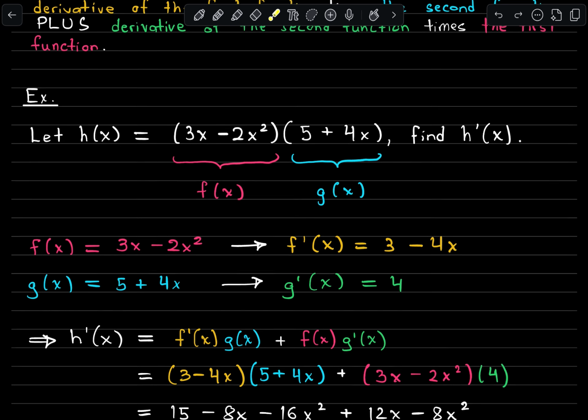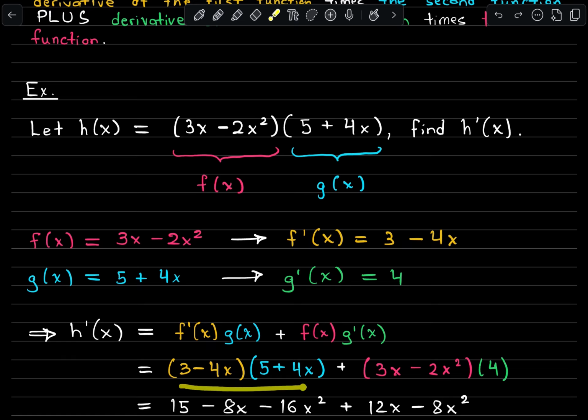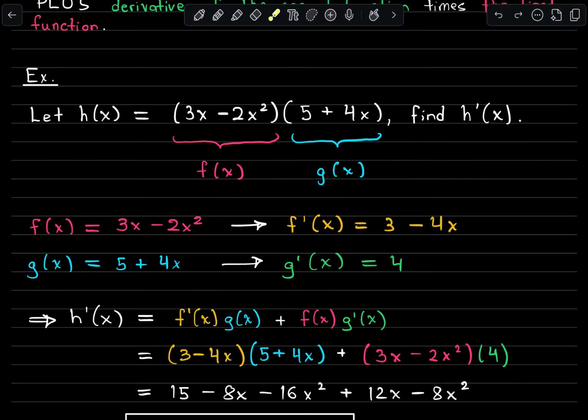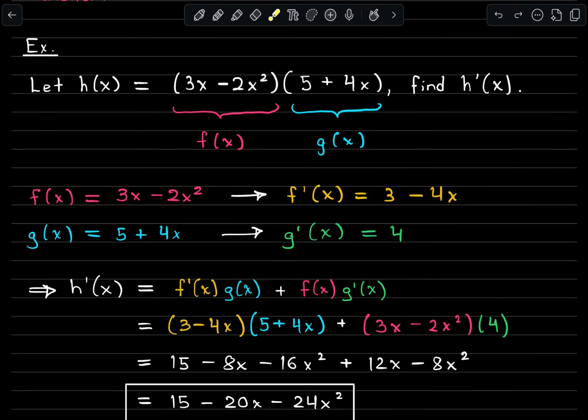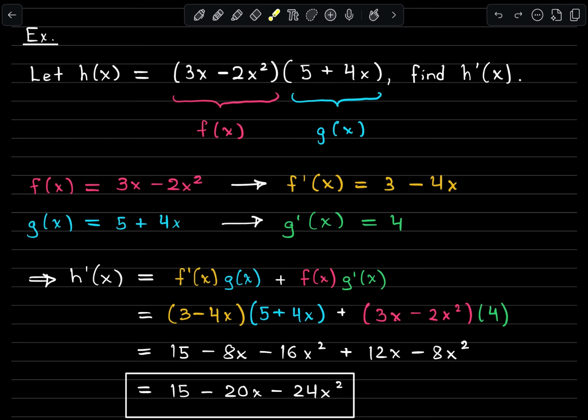Okay, so we can go ahead and FOIL the first two functions. Go ahead and distribute this 4 over here. We're going to get 15 minus 8x minus 16x squared plus 12x minus 8x squared. Combine like terms, and you're going to get 15 minus 20x minus 24x squared.